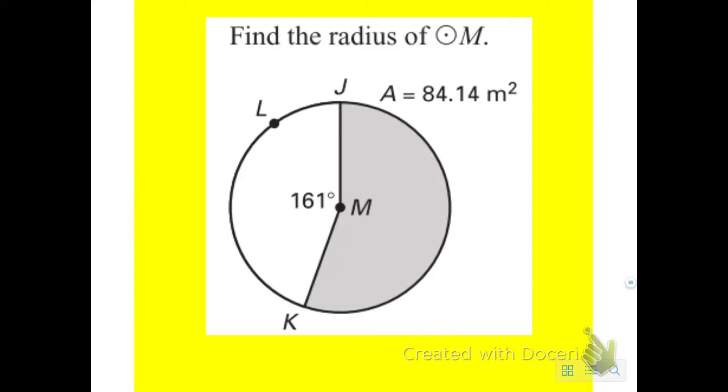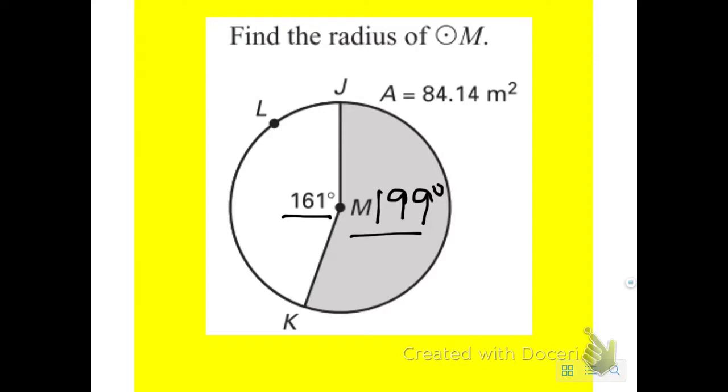Now, here we've got an example where they give us the area of the sector, and they want us to find the radius. One problem here is that 161 is not the degrees of the shaded region. If I wanted to find the degrees of the shaded region, I would have to subtract from 360. So 360 minus 161 gives me 199 degrees. So that's the part of the circle that we're looking at.